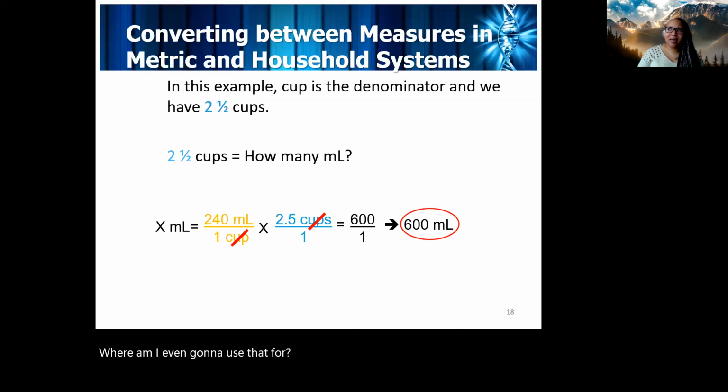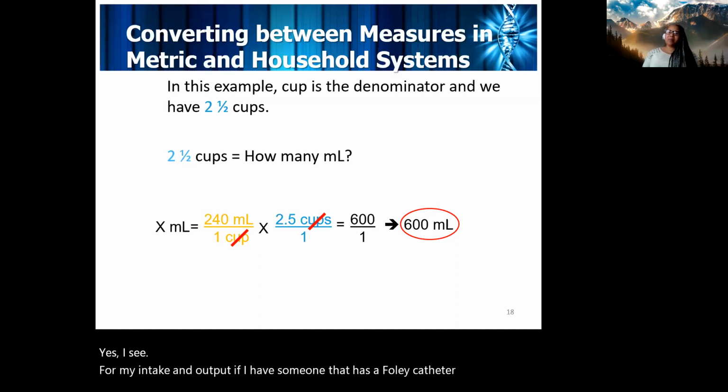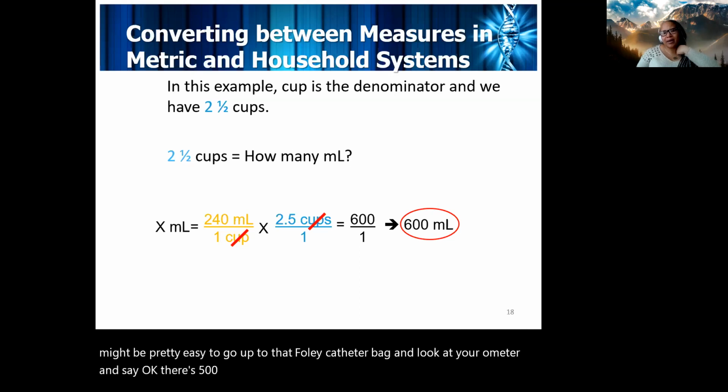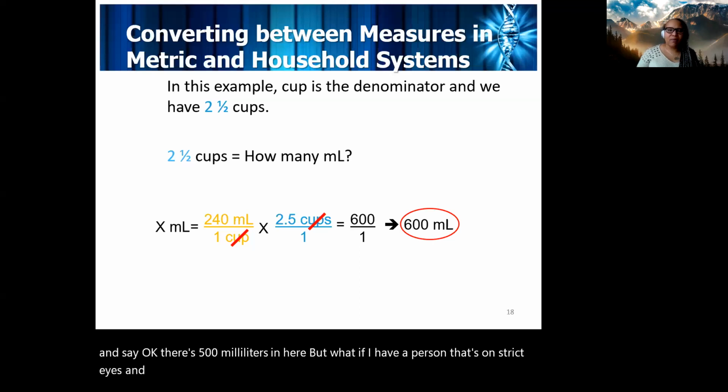Yes, I see, for my intake and output. If I have someone that has a Foley catheter bag, it might be pretty easy to go up to that bag, look at the urometer and say, okay, there's 500 milliliters in here. But what if I have a person that's on strict I's and O's and they come to me and say, you know what, my mouth is really dry. Can I have a cup of ice chips?